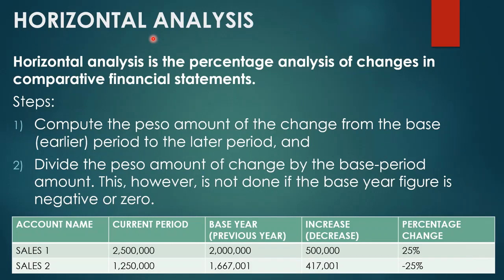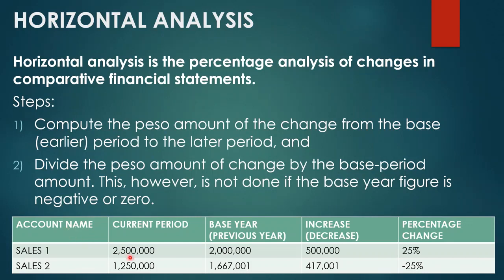Now, the steps to take are: compute the peso amount of the change from the base year, base period, or earlier period, which is why I said 2010, to the later period, which is 2011. And after you do that, divide the peso amount of change by the base period amount. This, however, is not done if the base year period figure is negative or zero.